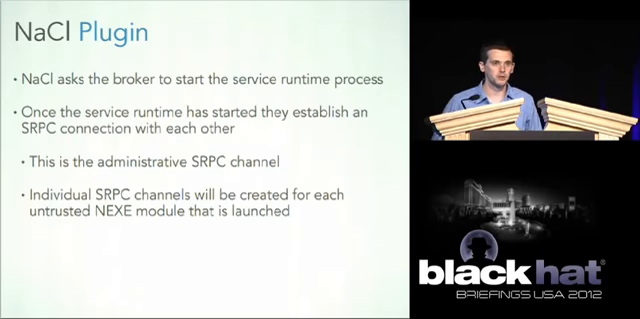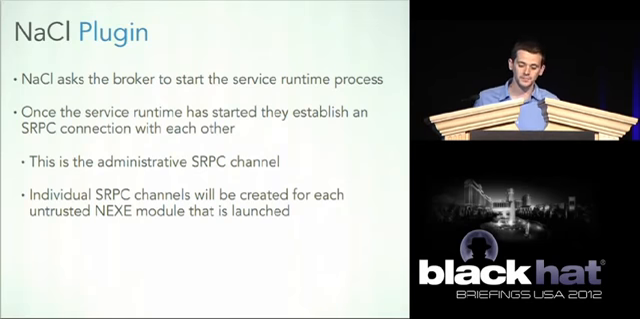So now that the native client plugin has a native client module, a Nexi, downloaded, it has to ask the broker process to start the service runtime. In the service runtime, and I'm going to talk about this a little bit, what the service runtime does is sort of encapsulate the untrusted Nexi module and make sure that it can't escape. So once the service runtime process has been started by the Chrome broker process, the native client plugin and the Chrome broker process, and the Chrome service runtime process are going to establish an administrative SRPC channel. And basically this channel is used to say, this is the Nexi module I want you to load, these are the SRPC channels I want you to set up.